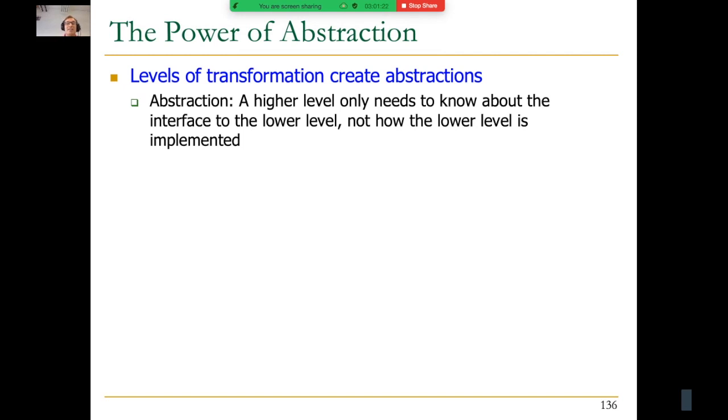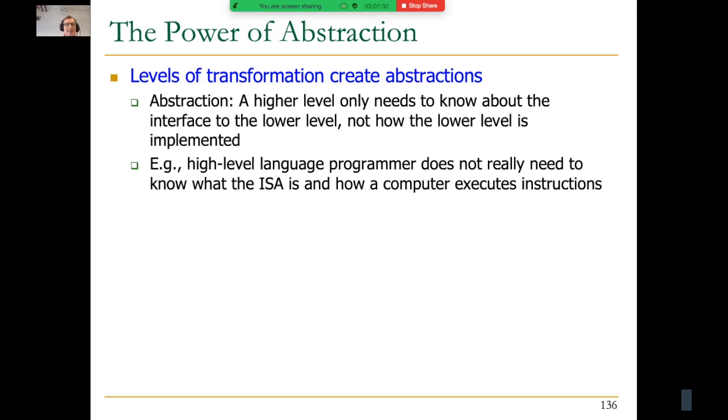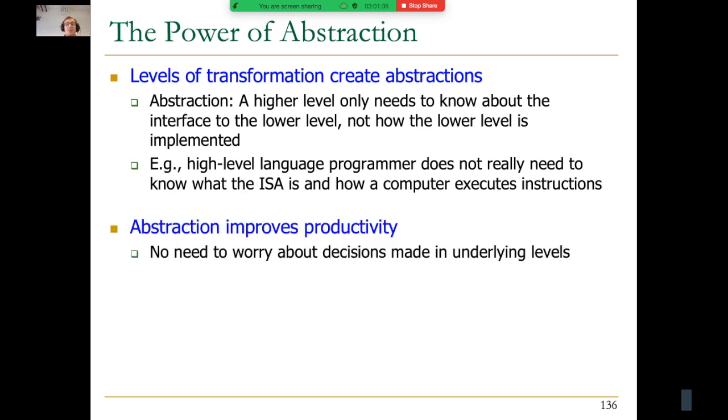If you're a programmer, you don't need to know about what goes on underneath in terms of compilation, in terms of systems, in terms of how the hardware executes those programs, right? At the high level, you're happy. Exactly what I said over here, right? Abstraction is really good for improving productivity. You don't need to worry about decisions made in underlying levels. You don't even need to know about them, right?